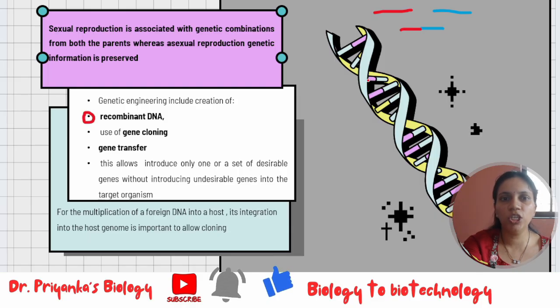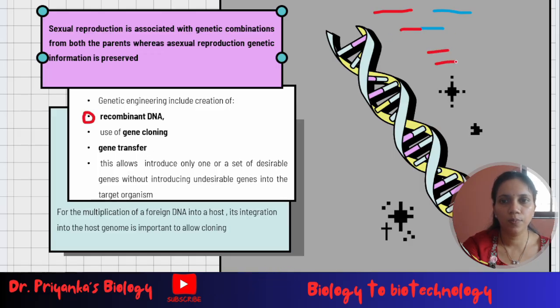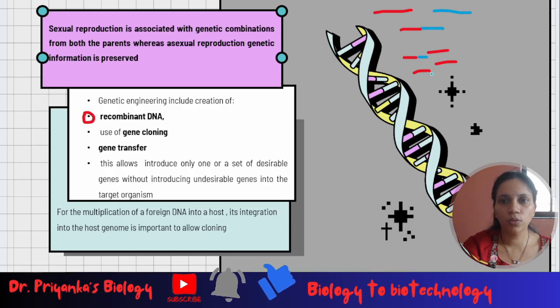Next part is gene cloning. Cloning means identical copies but in multiple numbers, right? So when we are going to increase the number of this, we have this one copy of red and blue. So now what I have done is I have increased the number of these red and blue.